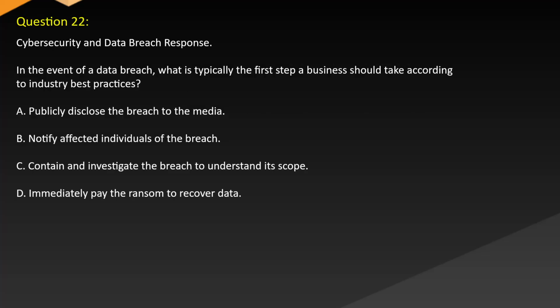Question 22. Cybersecurity and data breach response. In the event of a data breach, what is typically the first step a business should take according to industry best practices? A. They publicly disclose the breach to the media. B. Notify affected individuals of the breach. C. Contain and investigate the breach to understand its scope. D. Immediately pay the ransom to recover data.